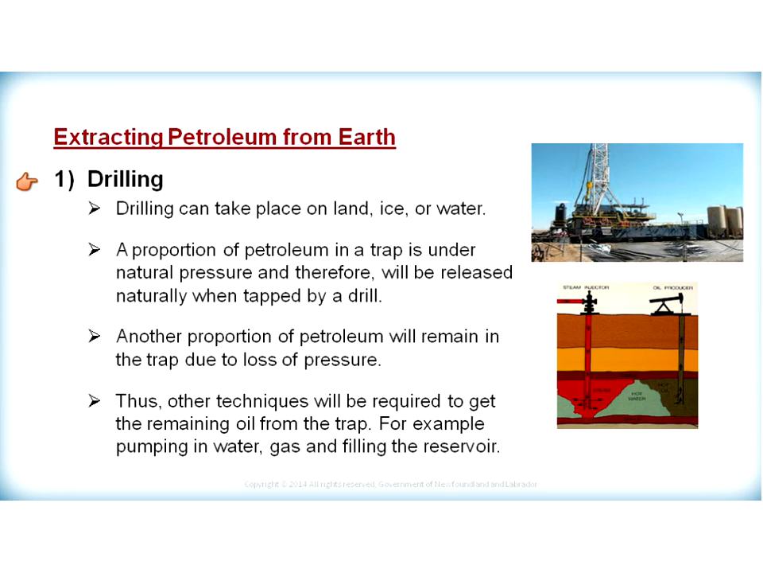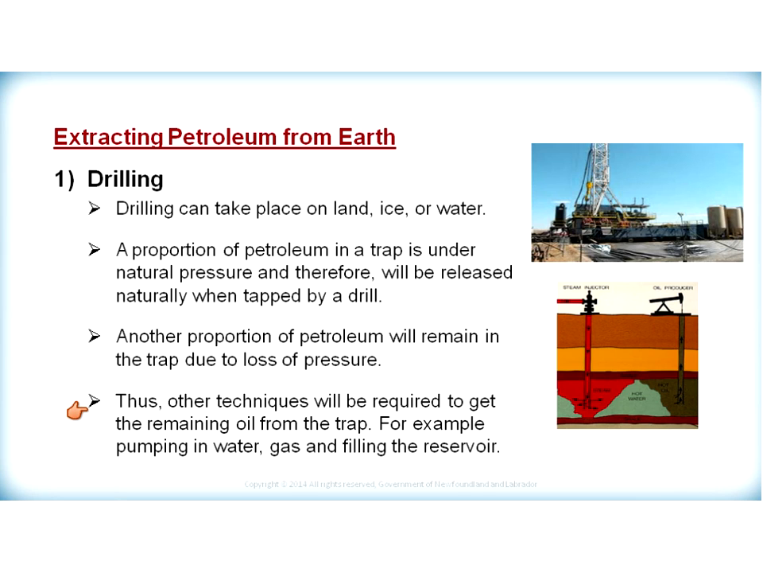Let's look at drilling as one of the extraction processes used to extract petroleum from the Earth. Drilling can take place on land, ice, or water. A proportion of the petroleum in a trap is under natural pressure, and therefore will be released naturally when tapped by the drill. Another proportion of the petroleum will remain in the trap due to loss of pressure. Thus, other techniques will be required to get the remaining oil from the trap.